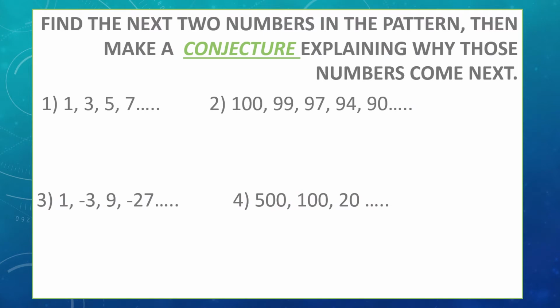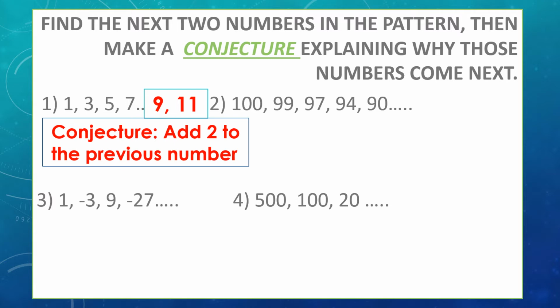Find the next two numbers in the pattern, then make a conjecture explaining why those numbers come next. So pause it and do these 4 problems. I'm going to go ahead and get them done. So for 1, 3, 5, and 7, it looks like I'm adding 2 each time. So my next two numbers would be 9 and 11. The conjecture would be add 2 to the previous number.